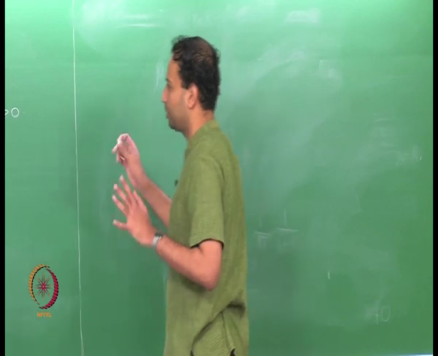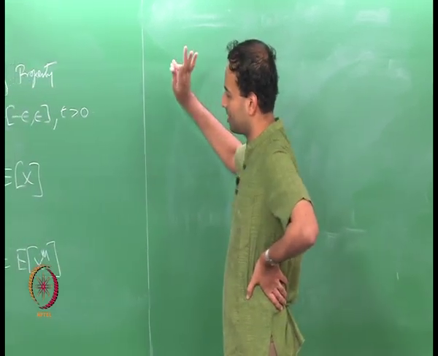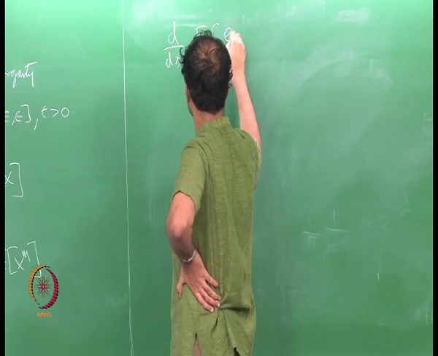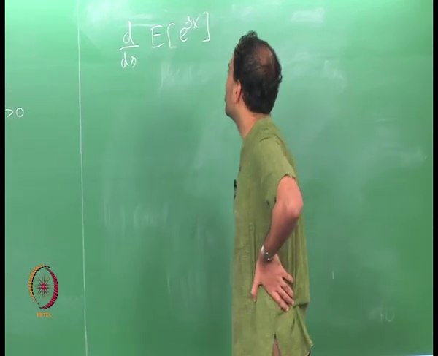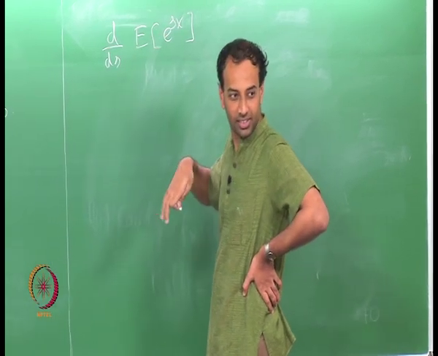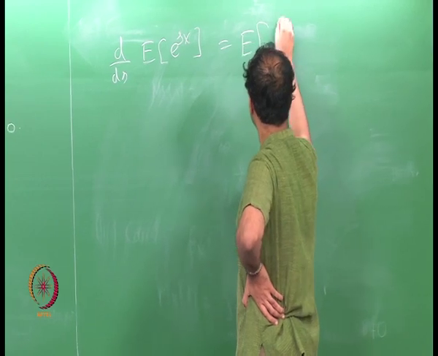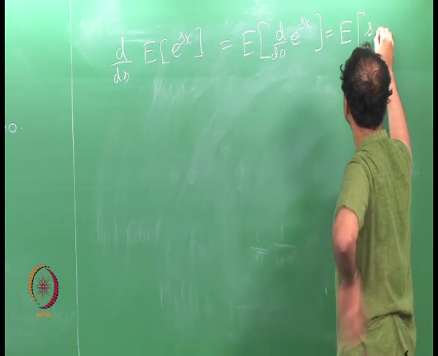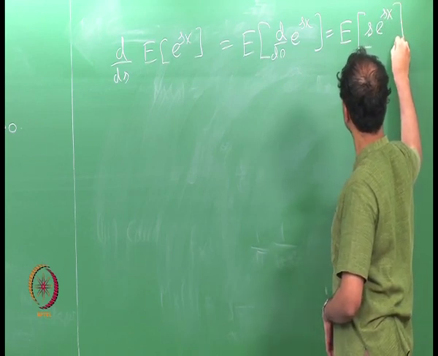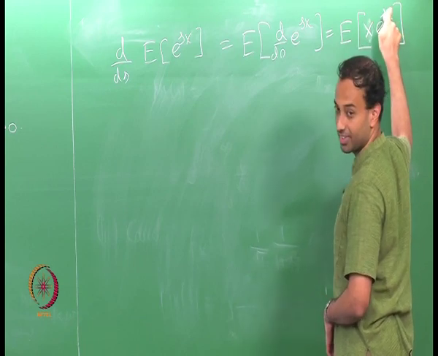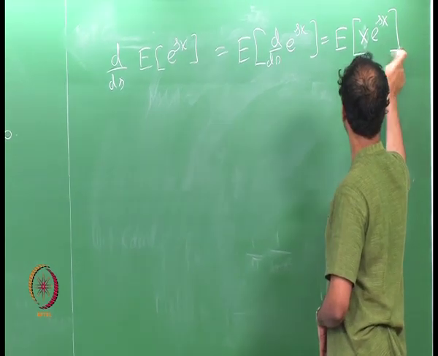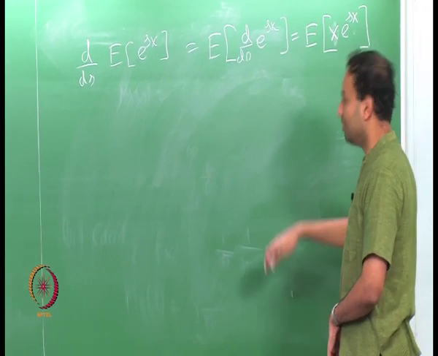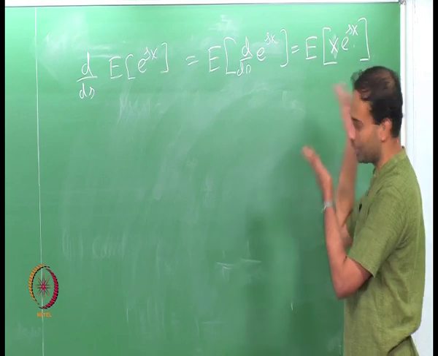If you want to prove this theorem, I will just do it at a very hand-wavy level. You are taking d/ds of the expectation of e power sX. If you tolerate me taking the derivative inside, you get the expectation of d/ds e power sX, which is the expectation of X times e power sX, correct. I am differentiating with respect to s. Then I set s equal to 0, and I get the expectation of X, right. If you are an undergraduate student, this is the proof for you.